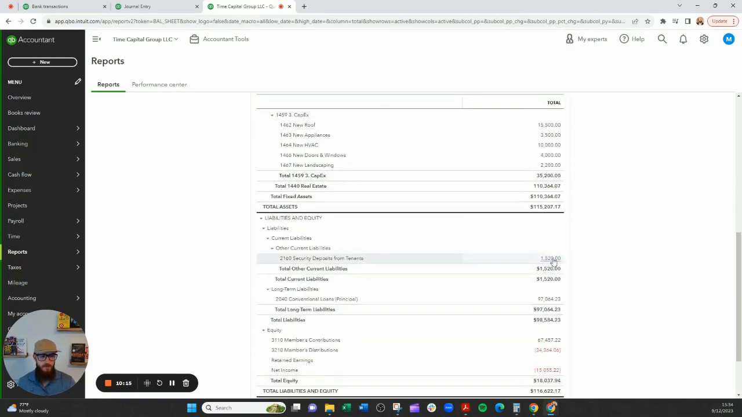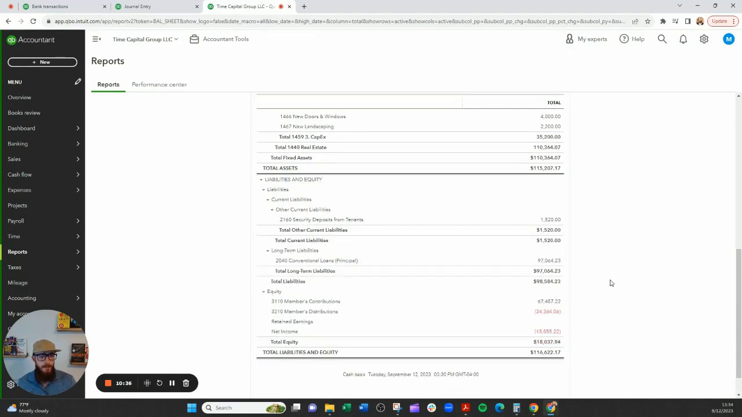Security deposits from tenants should line up with what is essentially transferred to the buyer of the property at closing. Okay, so it's a debit for us, and this is going to clear out to zero once we input our HUD statement journal entry.